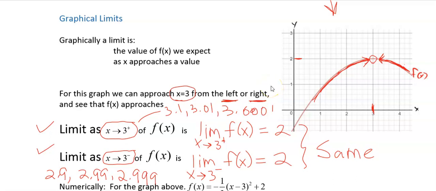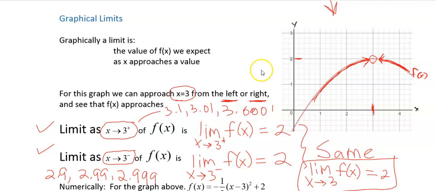And in fact, the limit is equal to 2. And we would be able to write the limit as x approaches 3. Now, notice you don't have to say from the left or the right now because you know that the left and the right give you the same result. And there you go. You'll be able to write that the limit is actually equal to 3 in this case.